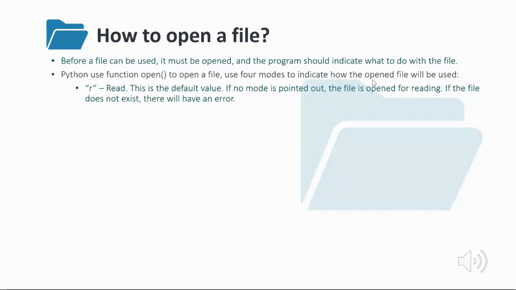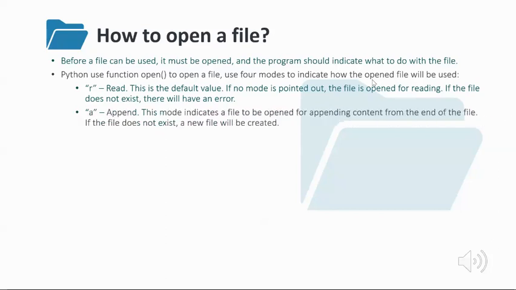Use four modes to indicate how the opened file will be used. R means read. This is the default value. If no mode is pointed out, the file is opened for reading. If the file does not exist, you will have an error. A means append. This mode indicates a file to be opened for appending content from the end of the file. If the file does not exist, a new file will be created.